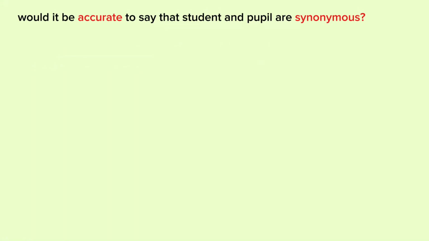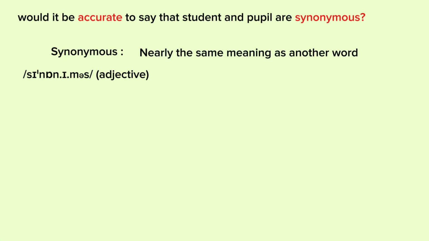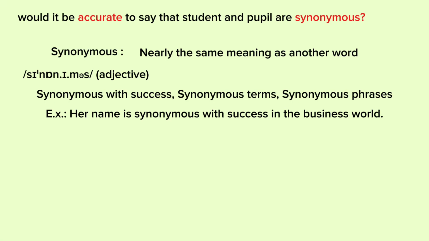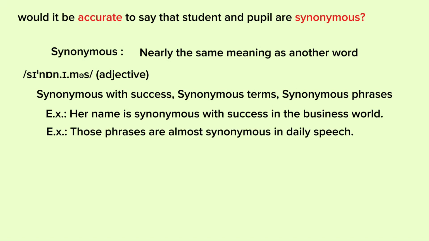The next word is synonymous, which is an adjective, right? The stress is on the second syllable, N, synonymous. It means having the same or nearly the same meaning as another word. You can say synonymous with success, synonymous terms, and synonymous phrases. For example, her name is synonymous with success in the business world. Or, those phrases are almost synonymous in daily speech.